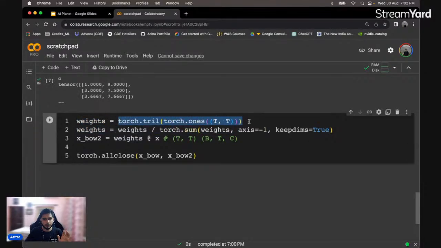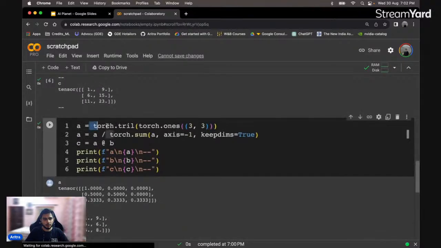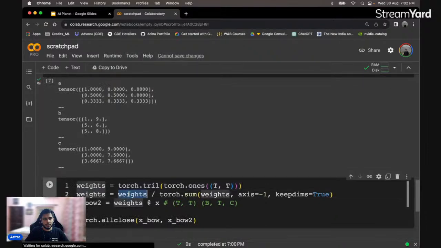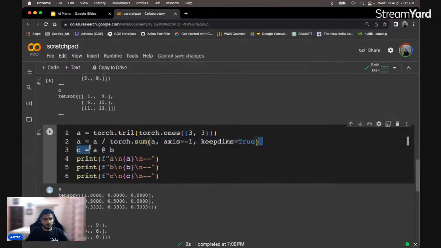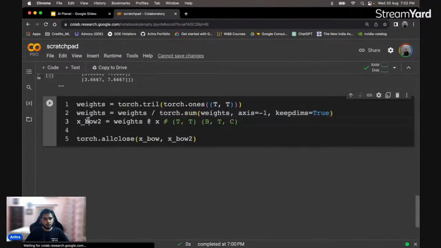See, for example, torch.tril, torch.ones. This is just the A matrix. The A matrix is now normalized. The same thing happens here. And the output, xbow2, is just the weights @ x. So weights are nothing but the weights that we want to derive, and these weights when multiplied with x give you the bag of words, or the average of the entire thing.